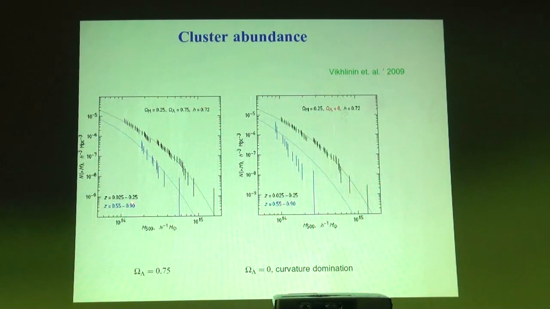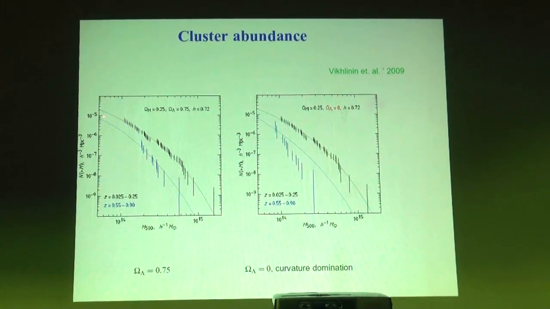And you see, if we are talking about relatively large redshift, like 0.5 or 0.9, then there are a lot fewer clusters there, which tells you that these big clusters are actually formed today.